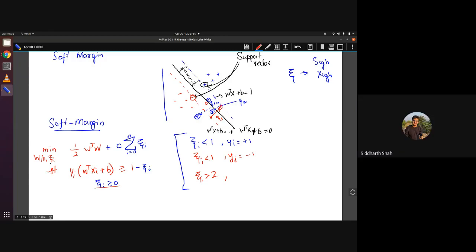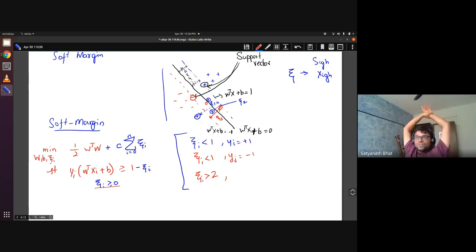Yes, sir. Okay. Siddharth, since you have asked this question about C, can you tell me, if I choose a very large value of C, what is going to happen?